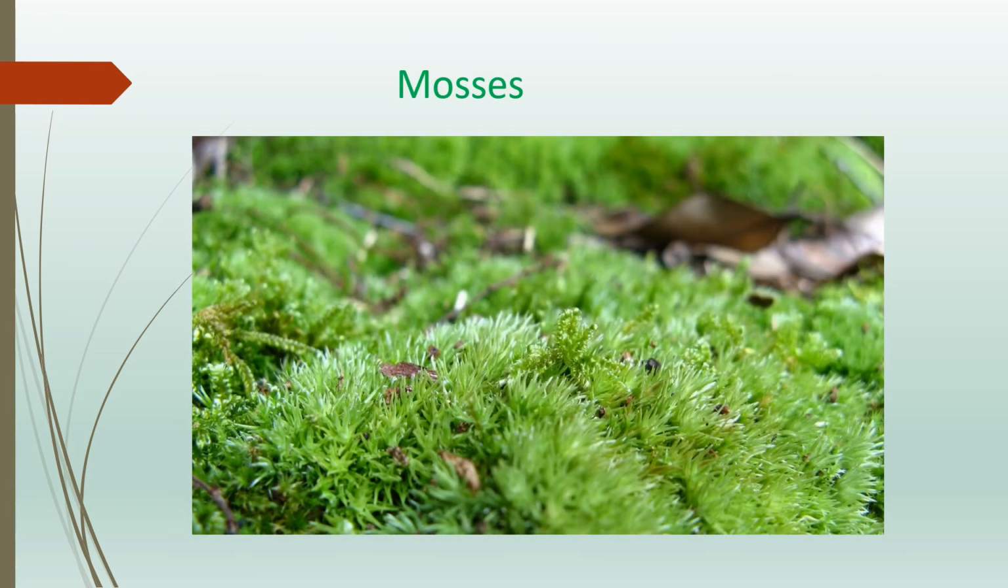Mosses. Mosses are non-flowering plants. Mosses have a simple stem, tiny roots, but not real roots, and leaves, and they do not produce flowers, fruits and seeds. They are small green-colored plants. They have chlorophyll, so they can make their own food.